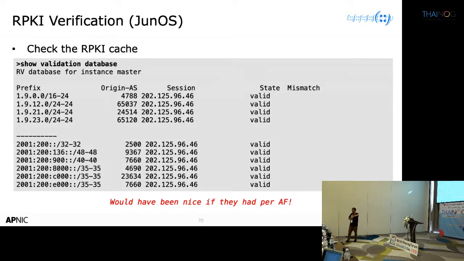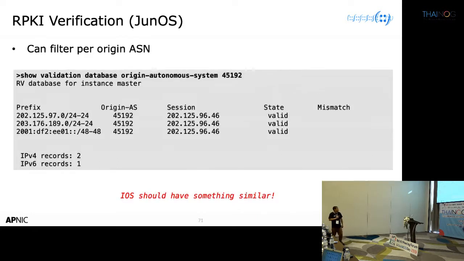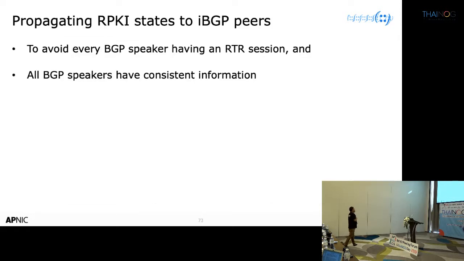So if Juniper is in the room, I have left a small note here. It'd be nice if you had it per address family. But a good thing about JunoS is that it allows you to filter by origin AS. Juniper does many things right, but a few things they don't get right. Again, if there is Cisco in the room, I would like to see this in IOS also, which allows me to do lots of filtering based on the table.